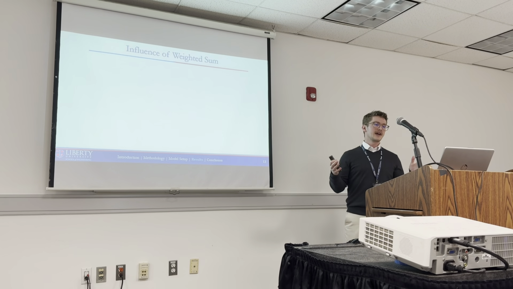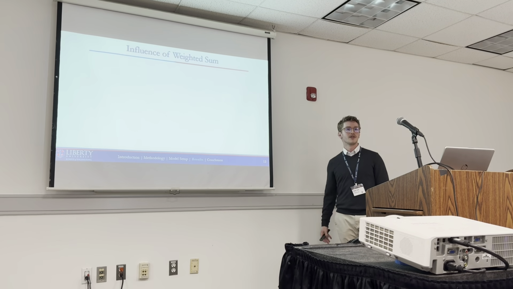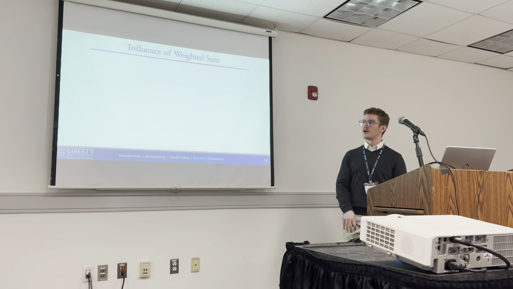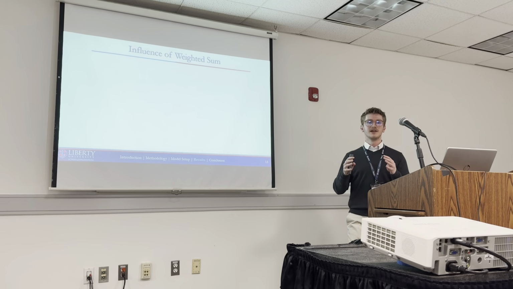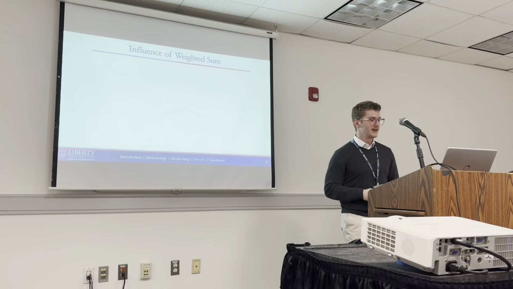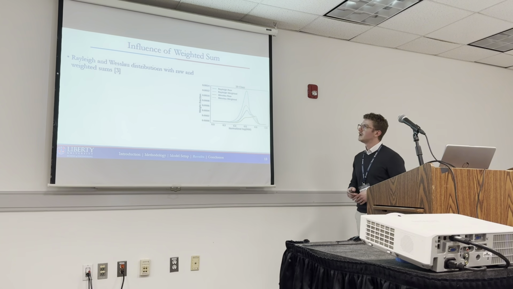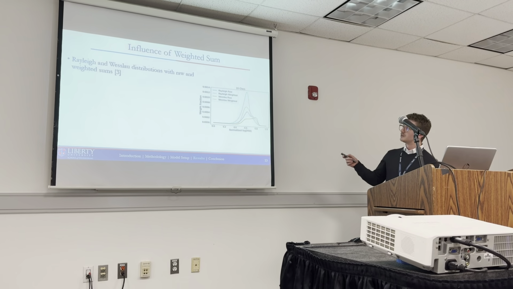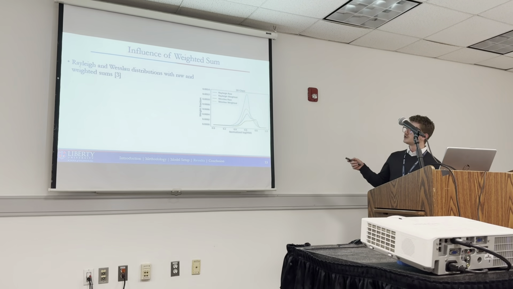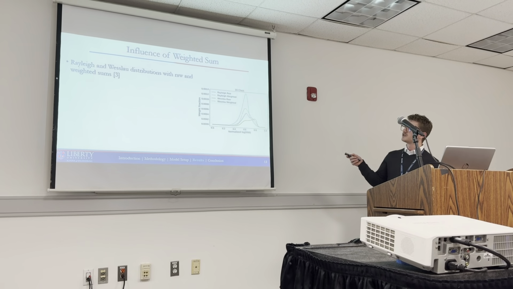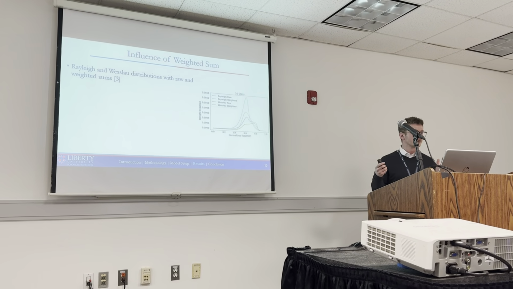And we can also look at the influence of a weighted sum. So all the data I've shown you so far has just been a raw sum of each of the molecular weight distributions of each class, but we can actually weight the sums. And that's what's shown in this image here. We have the Rayleigh distributions in blue and the Weibull distributions in orange, where the dashed lines are the weighted and the solid lines are just the raw sums.